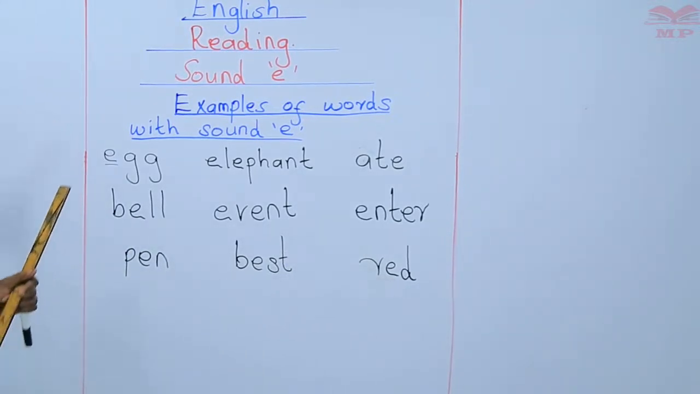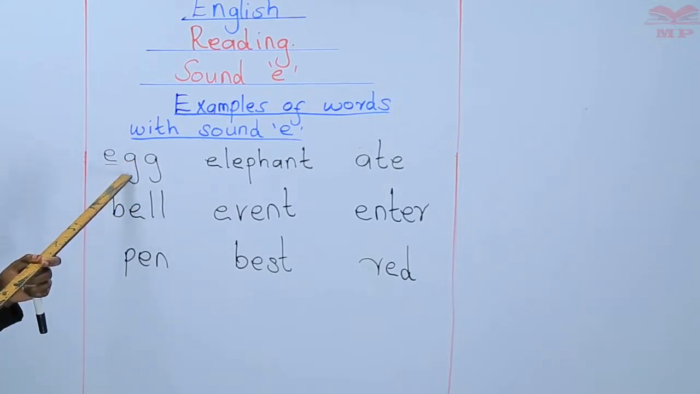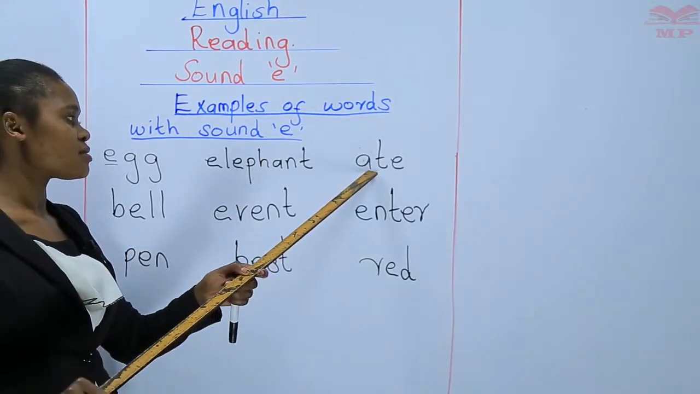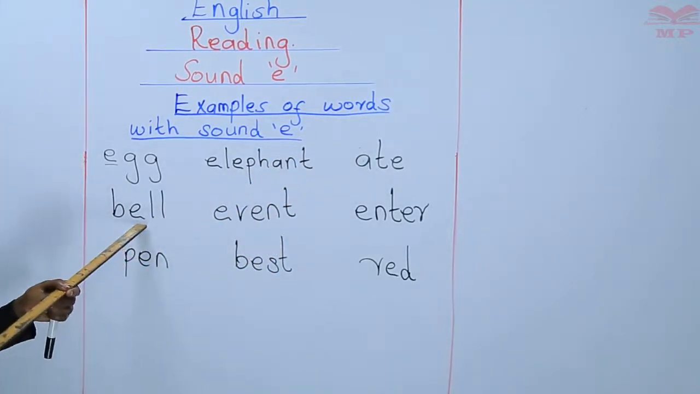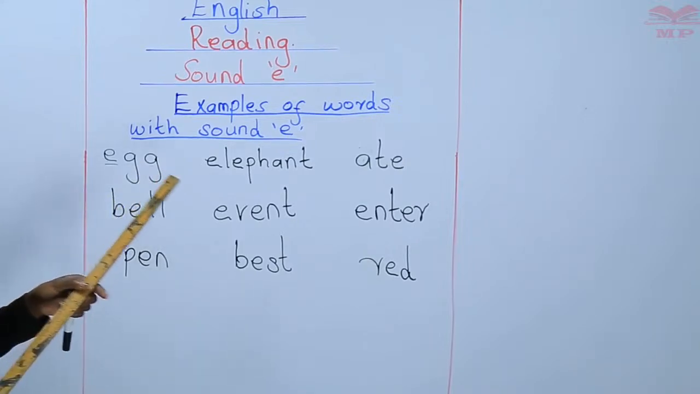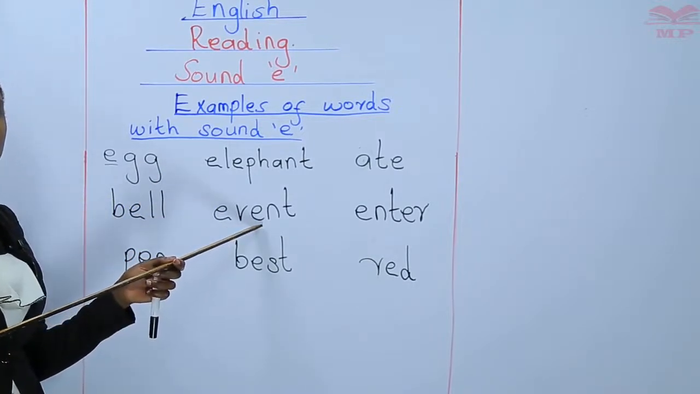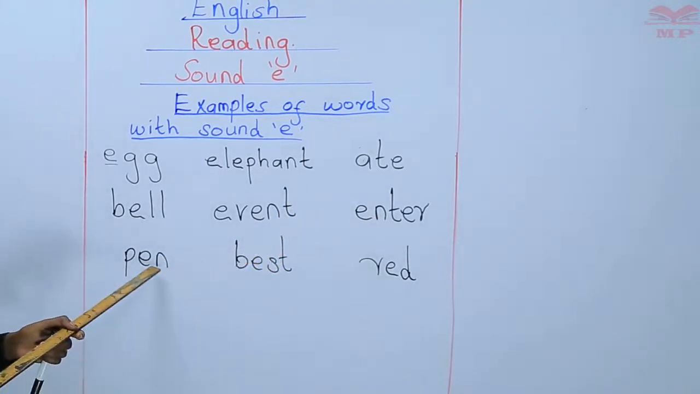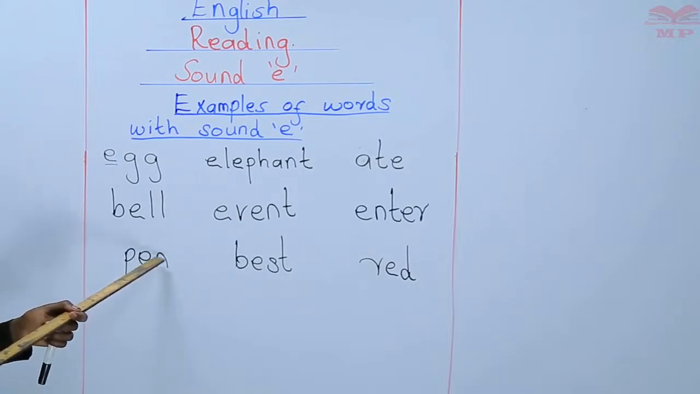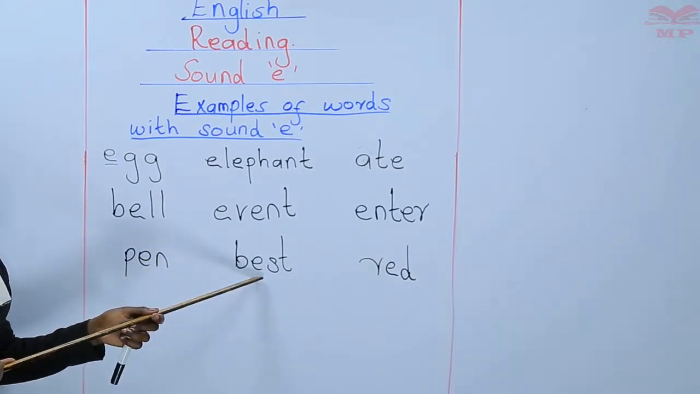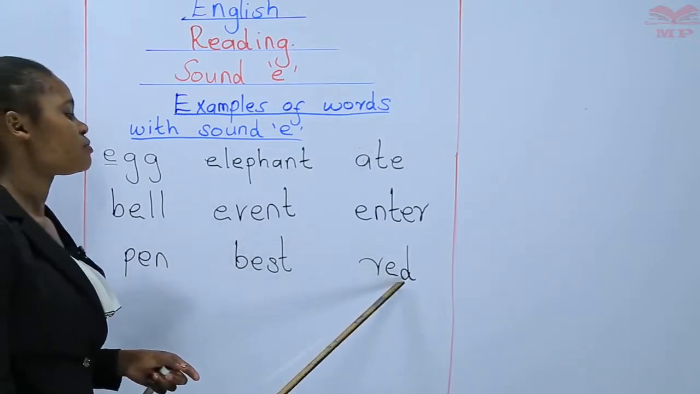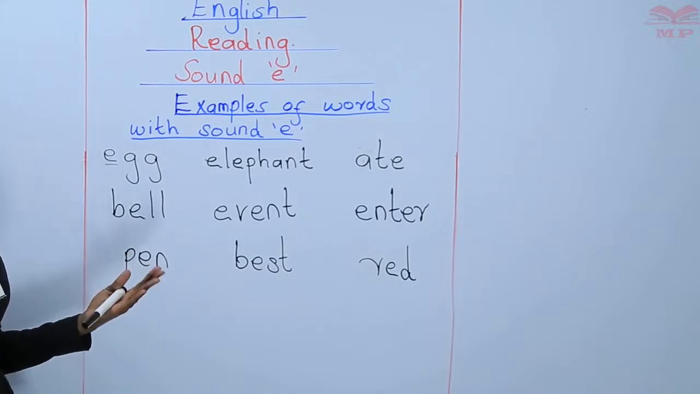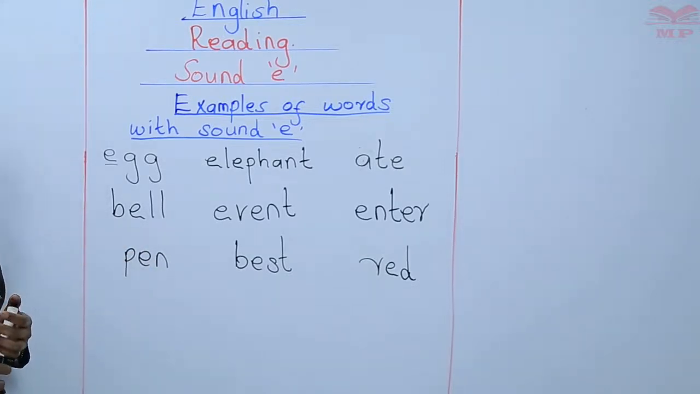We shall read the words one more time. Egg, elephant, earth, bell, event, enter, pen, best, red. So practice reading these words and get to know what they mean and how you can use them in making sentences.